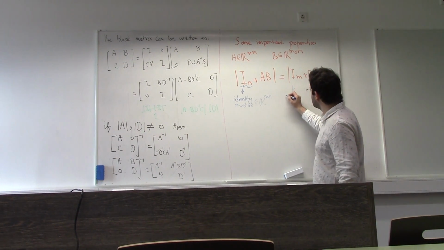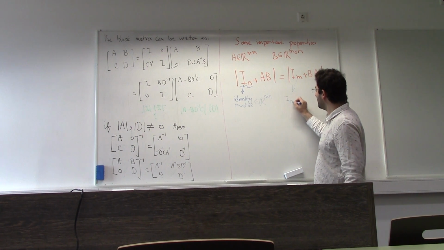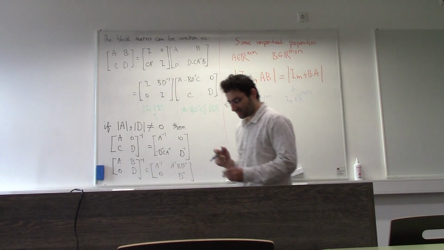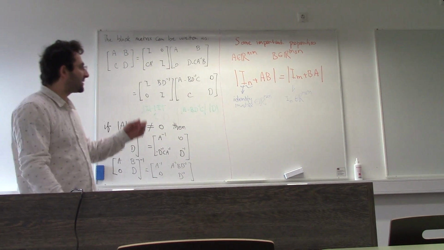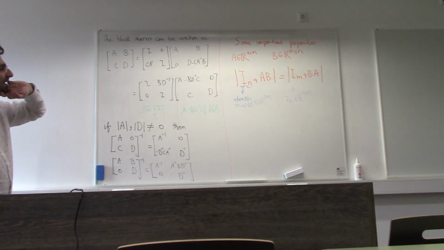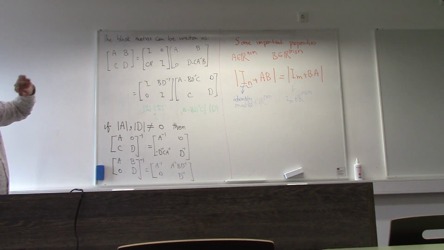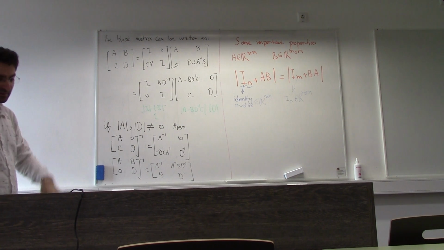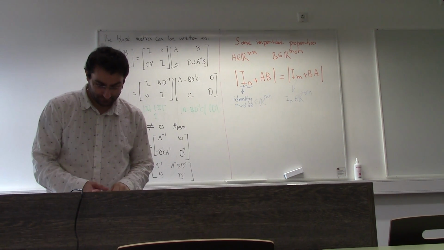And this one is the identity matrix belonging to m by m. In other words, it's a square matrix of m by m. And we understand that A multiplied by B is n by n, B multiplied by A is m by m. But the thing is that the determinants are the same.